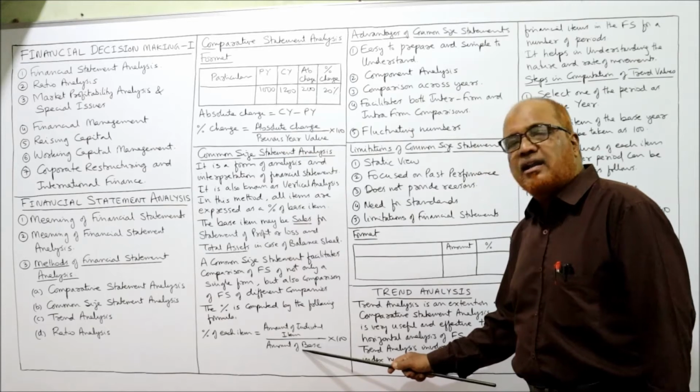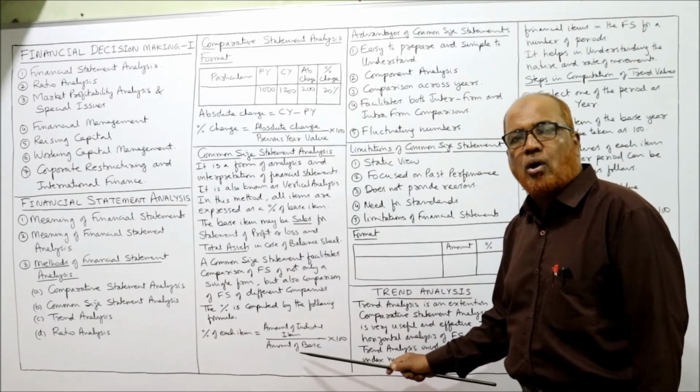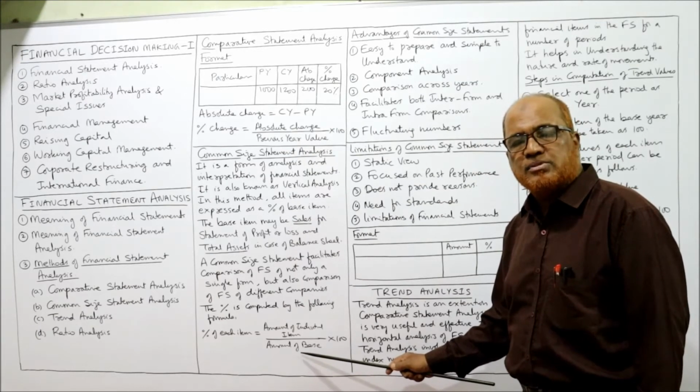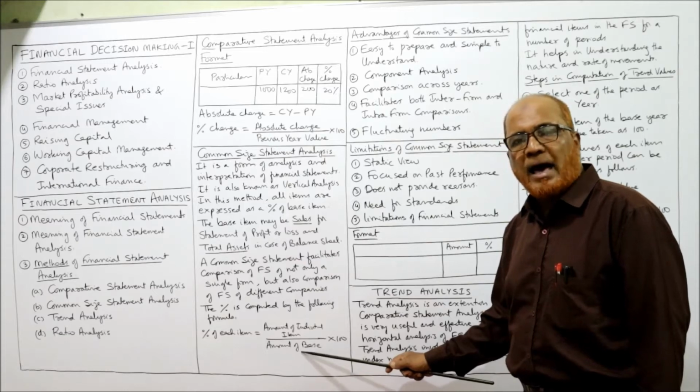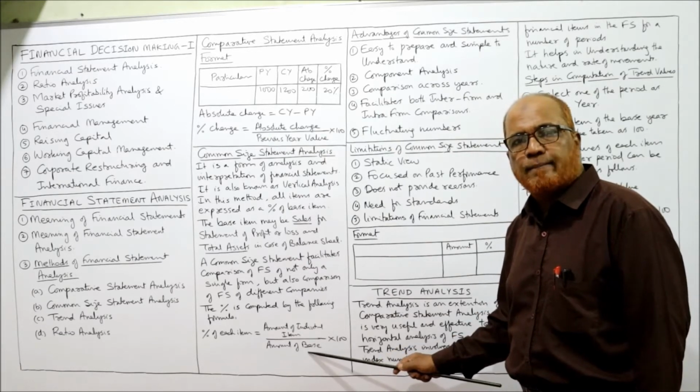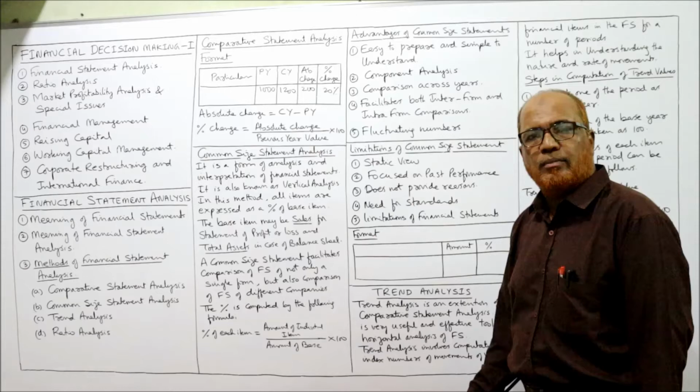So the denominator we can take either sales or total assets. In the income statement we take the sales. In the balance sheet we take the total assets. This is the percentage of item formula.